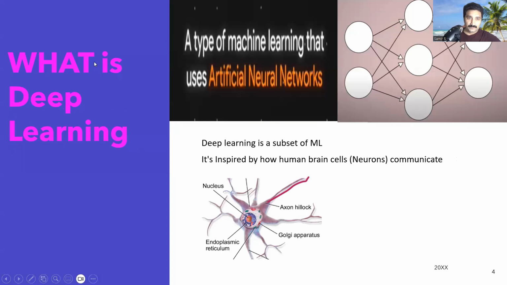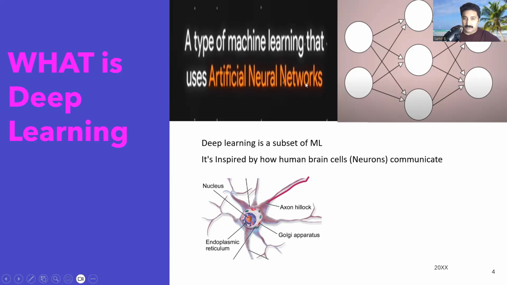Let's get to the next slide. What is deep learning? A type of machine learning that uses artificial neural networks, right? That is what deep learning is about. Now, the first point here is deep learning is a subset of ML. So far we saw AI is at the top, then ML is a subset of AI, and DL, or deep learning, is a subset of ML, right? And deep learning uses artificial neural networks, right?